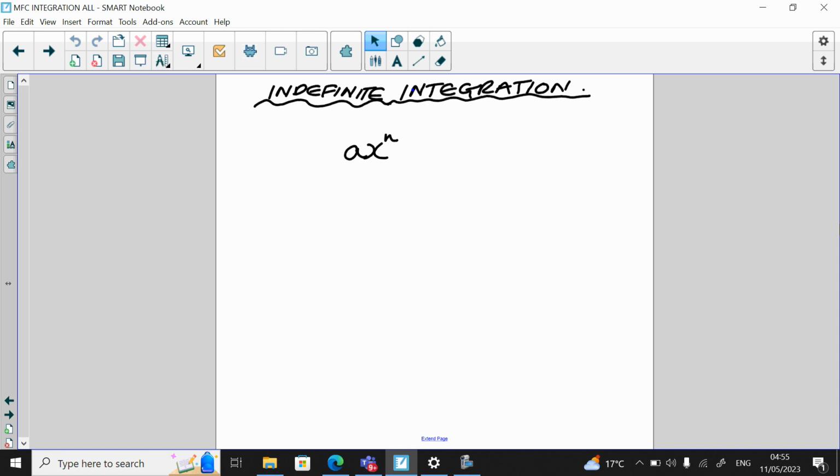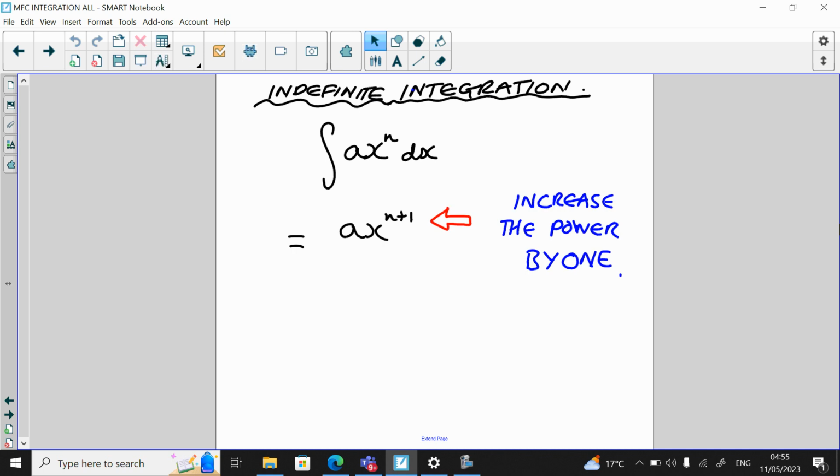So ax to the n, we're going to integrate that. That's where we bring on board the symbols: the extended s sign with the dx at the end, because that's letting you know the variable is x in here. According to the rule, what happens is we add 1 to the power, and then we divide by the new power.